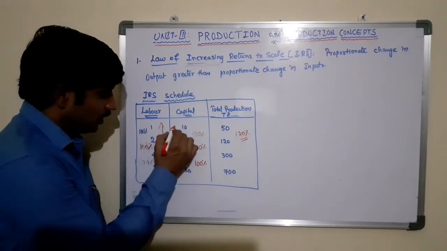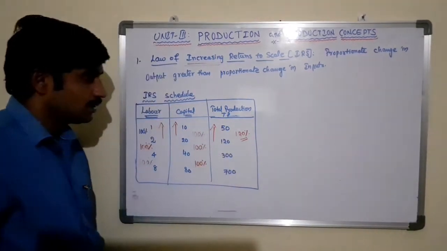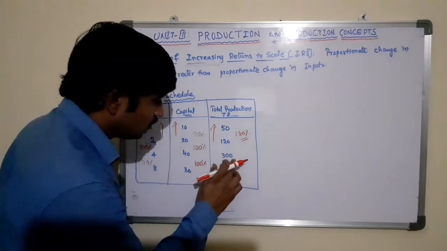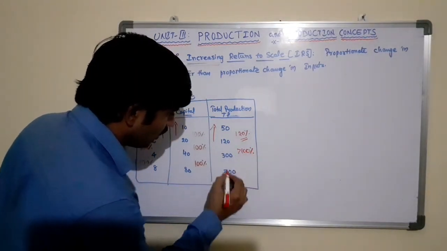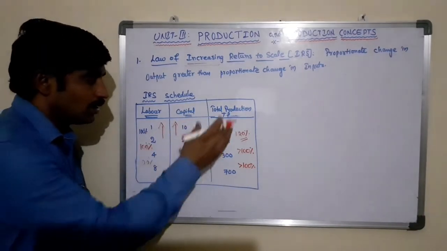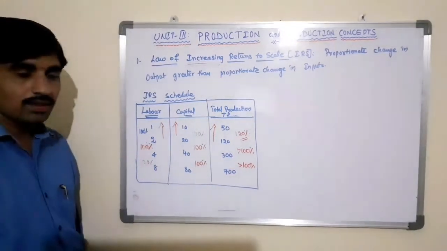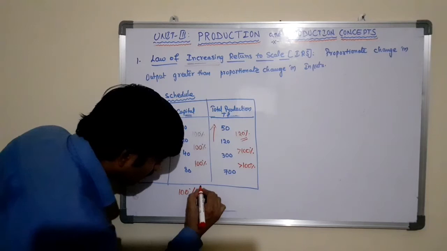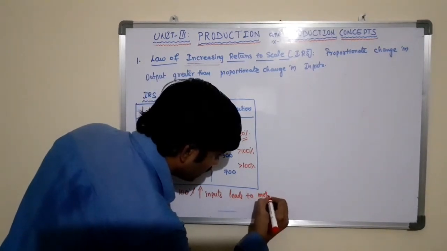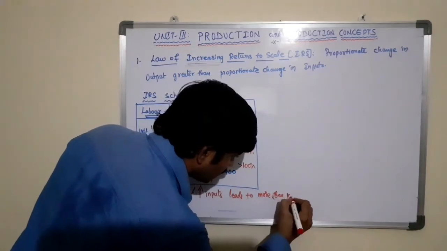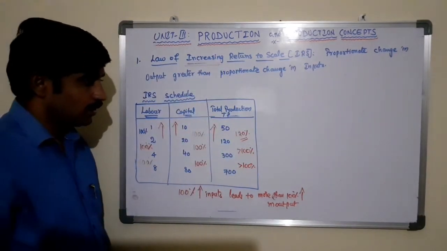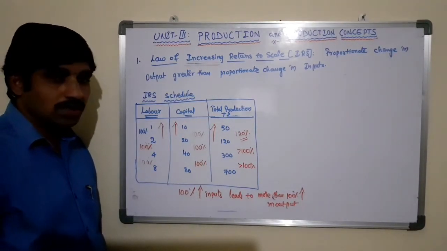100% increase in labor, 100% increase in capital, but more than 100% increase in the total production. This is the situation we can call the law of increasing returns to scale. 120 to 300 is greater than 100%, 300 to 700 is greater than 100%. So in every case, as the labor and capital increase, the total production increases more than the labor and capital. It means in this case a 100% increase in inputs leads to more than a 100% increase in output. This is the situation we can call the law of increasing returns to scale.